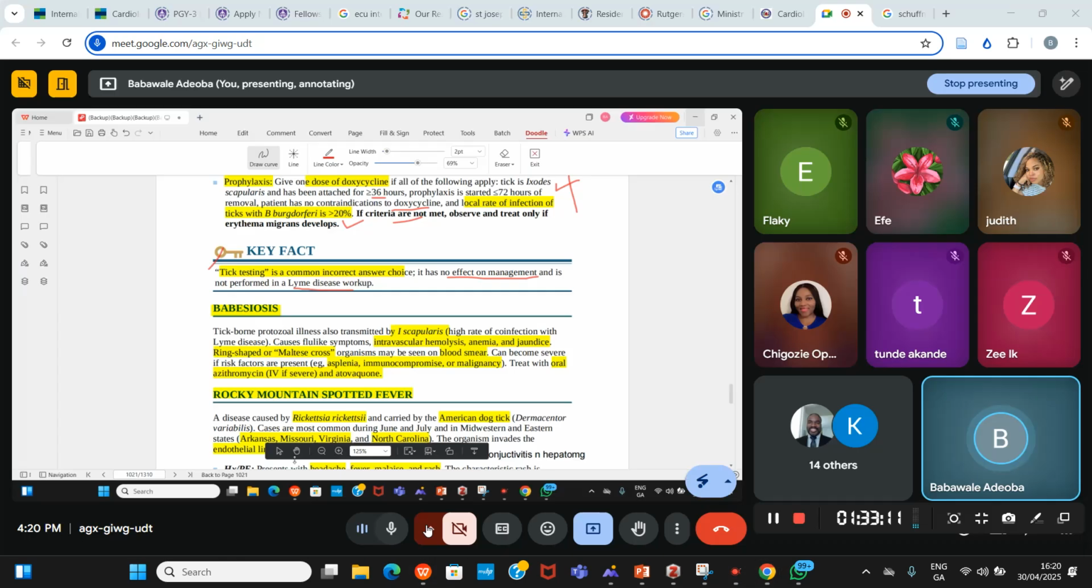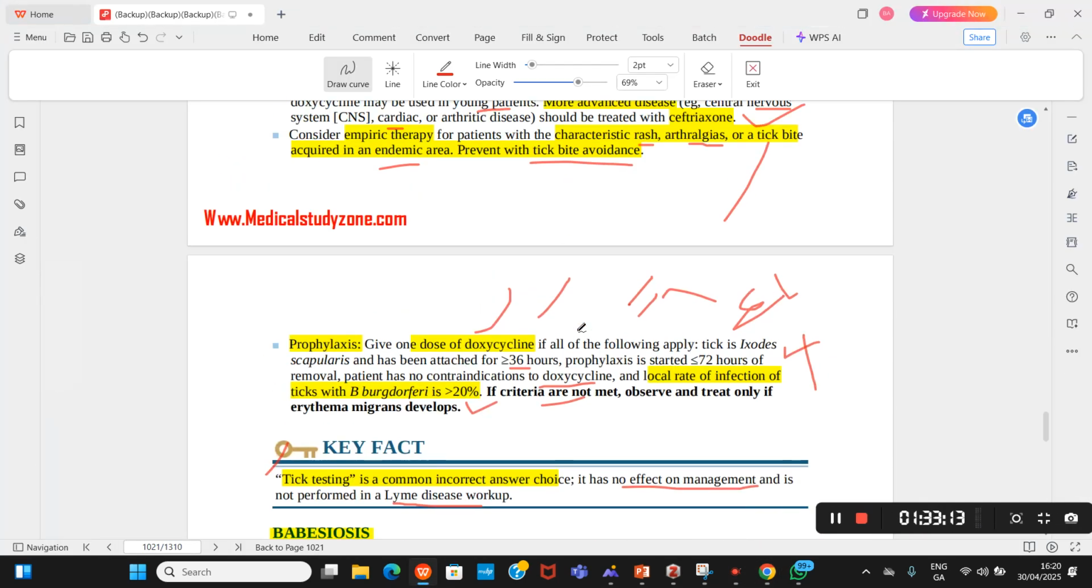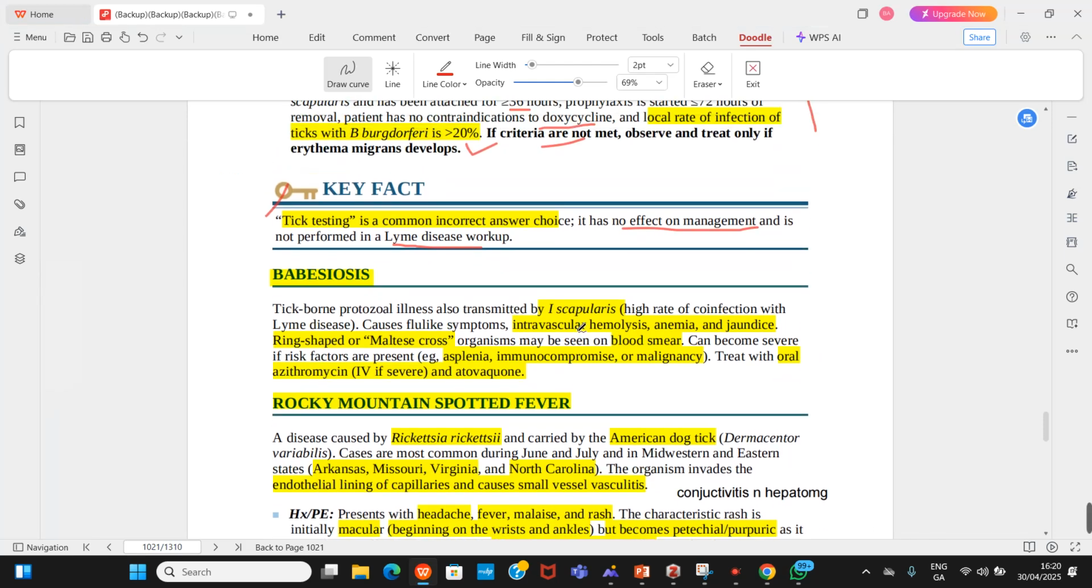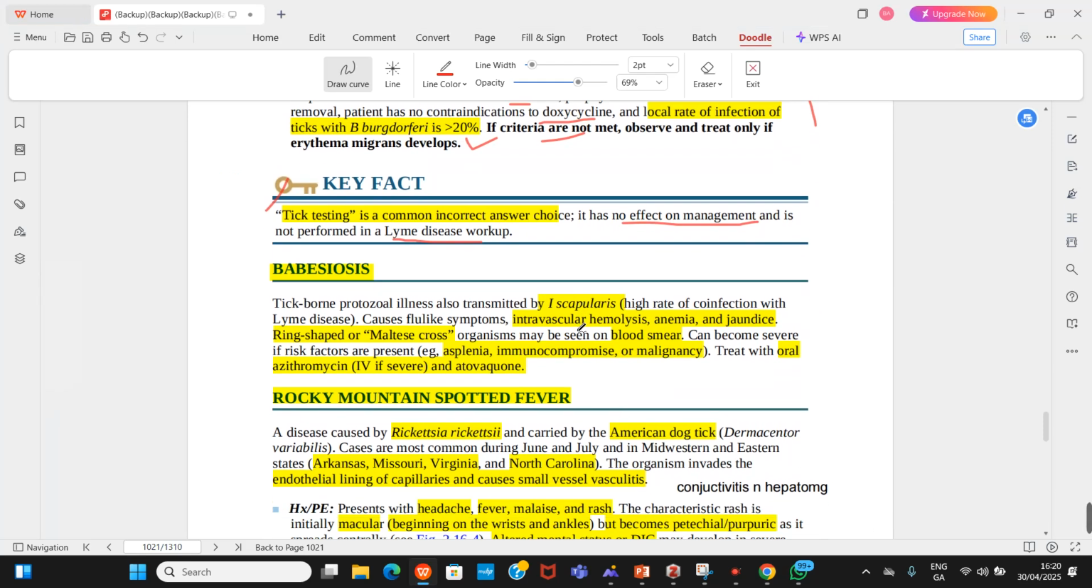Hello, everyone. Welcome back. So we are moving to babesiosis now, and this is just another tick-borne protozoal infection that is caused by a similar vector to Lyme disease, the Ixodes tick. So it's caused by the Babesia organism. The Babesia microti is the cause of babesiosis.